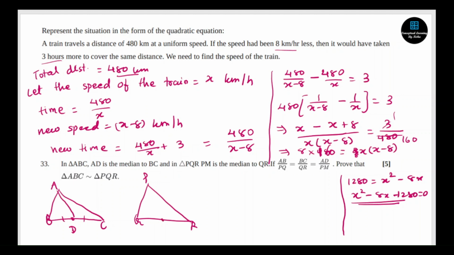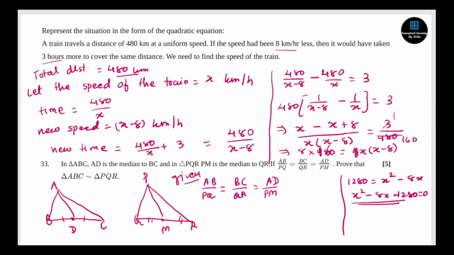PM is the median of QR. And this is given to you. AB to PQ equals BC to QR equals AD to PM. So this is given. Okay.